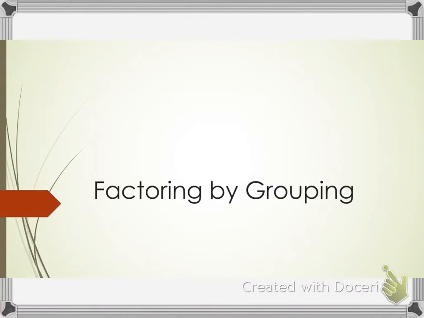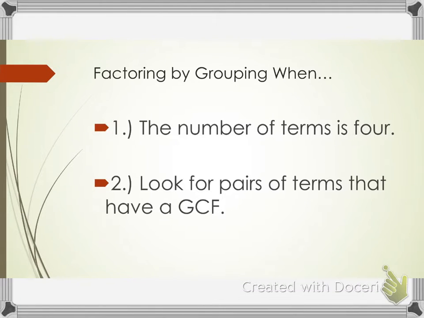Factoring by grouping. We factor by grouping when the number of terms in my polynomial is 4. How many terms have we had in each polynomial in the past? 3. Right? Terms are separated by addition and subtraction. So in the past we've had 3 terms. Today we're dealing with 4 terms.